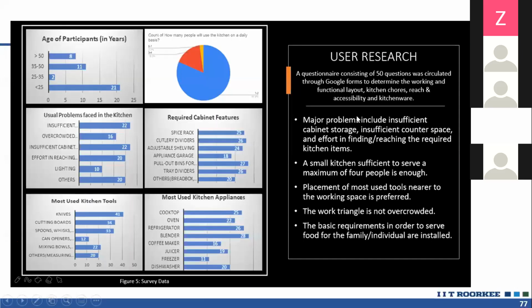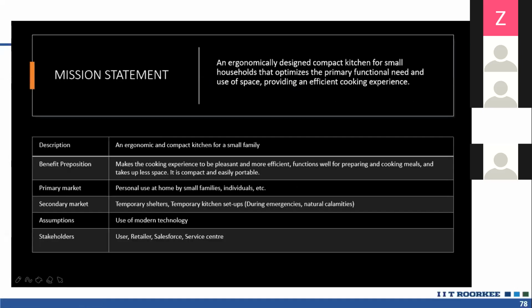Then conducting surveys, asking for problems, feedback from the users. What are the problems that they face in the kitchen? You can see here various areas were discussed, and we can see from a number of people how many had problems with these specific areas. Then we came to the mission statement, also described the benefit, the primary market, secondary market, assumptions, stakeholders.